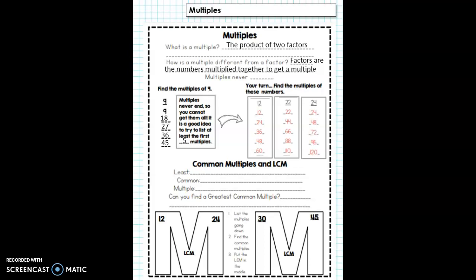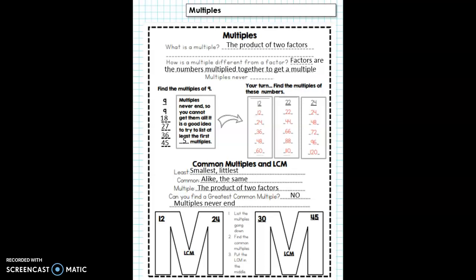Common multiples and least common multiples. Least means smallest or littlest. Common is alike or the same. A multiple is the product of two factors. Can you find a greatest common multiple? Think about the word greatest. If multiples never end, are you able to find the largest one that exists? No, you cannot find a greatest common multiple because multiples never end.